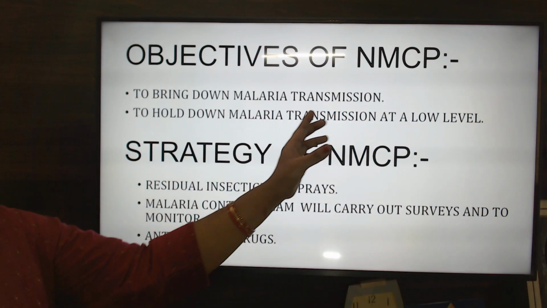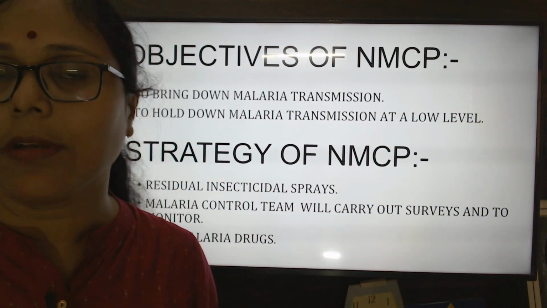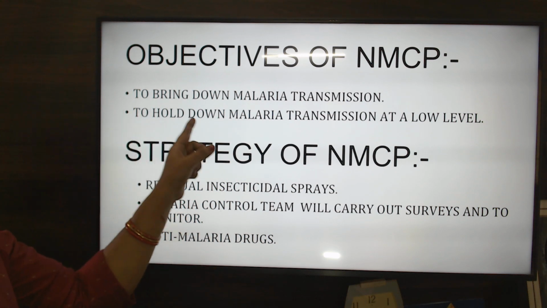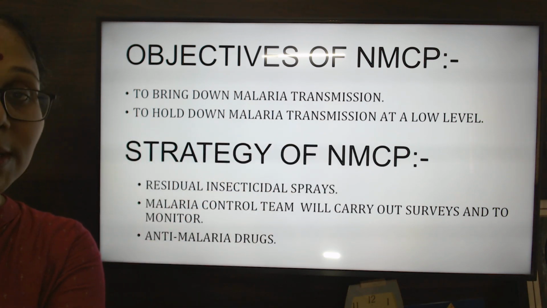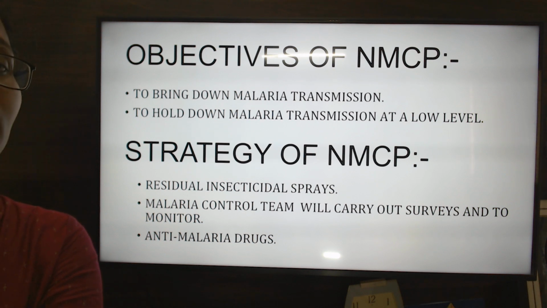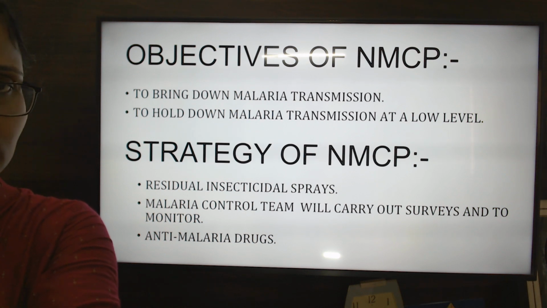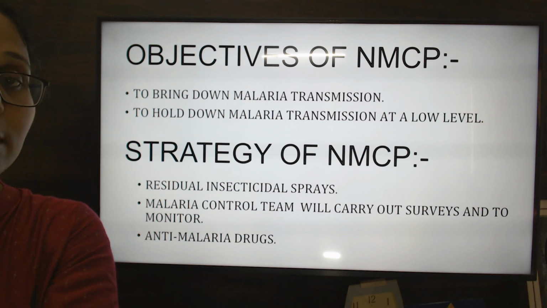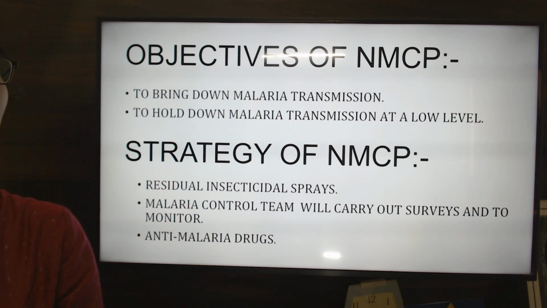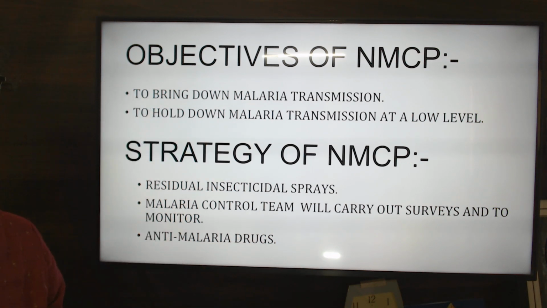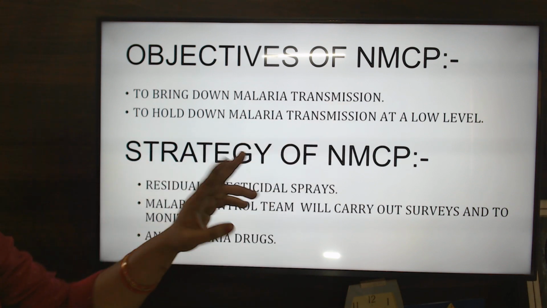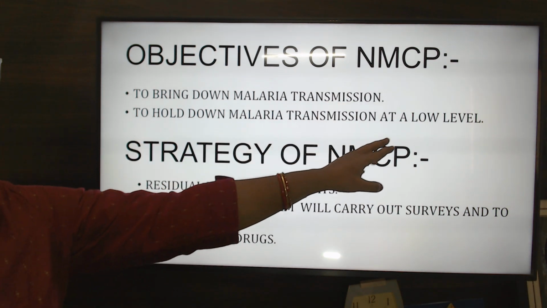So the objectives of the National Malaria Control Program. Let's see: first, to bring down the transmission. If malaria cases are more, and you already know that malaria is spread by the infected Anopheles mosquito, that's why the first emphasis is to bring down the transmission of malaria and to hold down the malaria transmission at a low level.